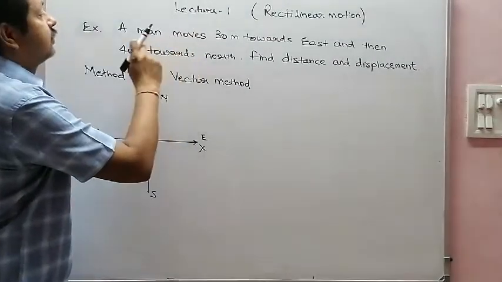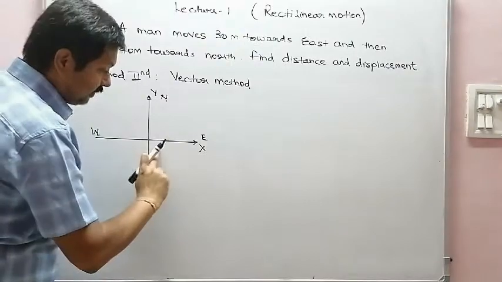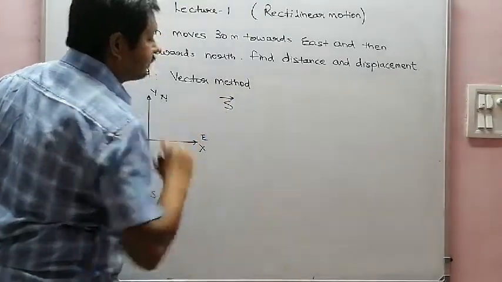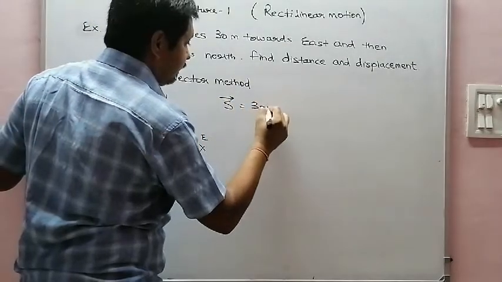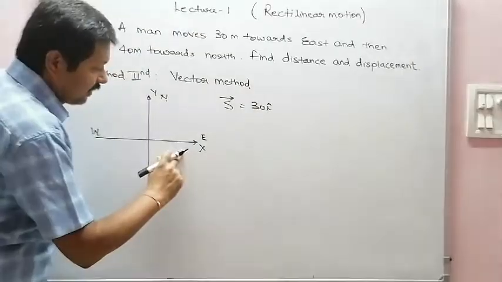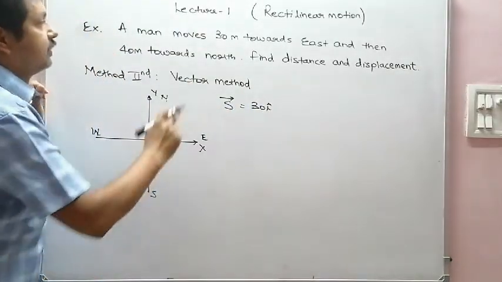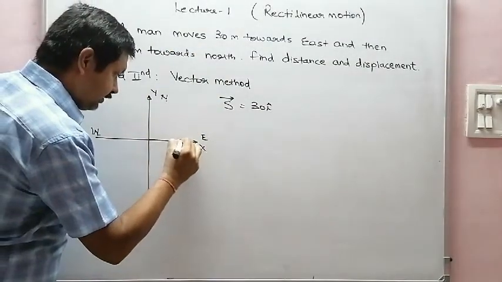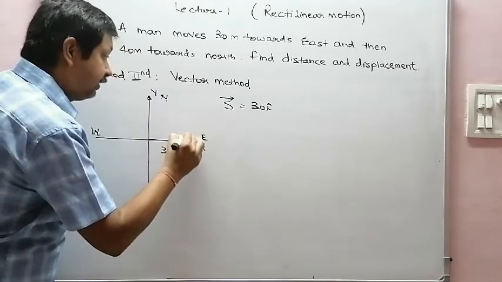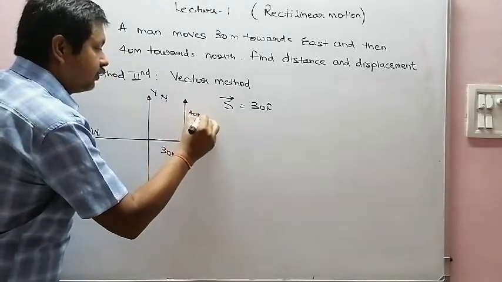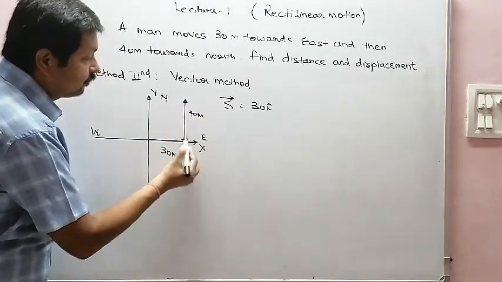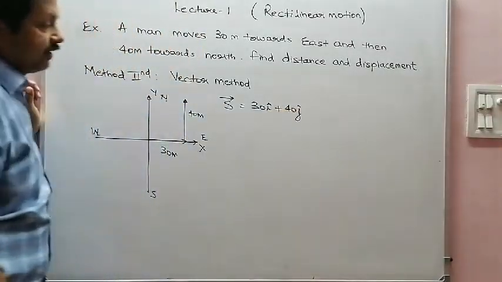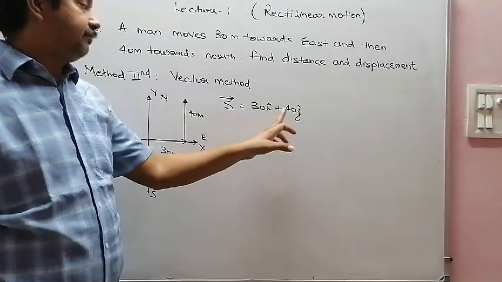So first, a man moves 30 meter towards east, so displacement can be written as 30 i cap, since it is moving along positive x-axis. Now, it moves 40 meter towards north. 40 meter towards north means 40 meter along positive y-axis. So 40 j cap. So resultant displacement becomes 30 i cap plus 40 j cap.